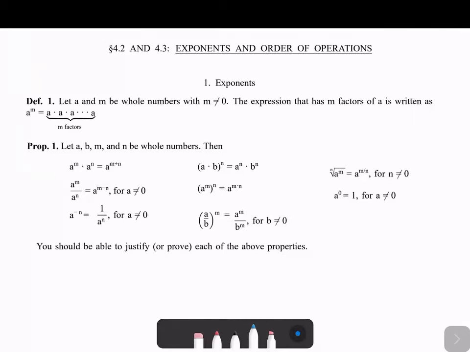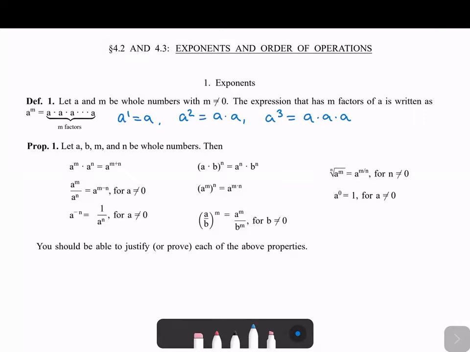So similarly, we'll do a couple examples. I'm sure that you've seen this before, but if we have a to the first, that's just a, because there's only one factor of a there. A to the first equals a, a squared is a times a, a cubed is a times a times a, and so on. This is a general definition that works for any whole number. Okay, so that's the definition.